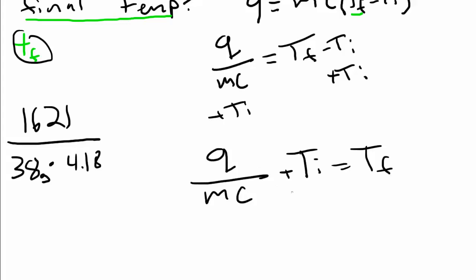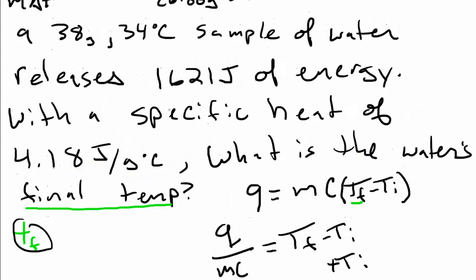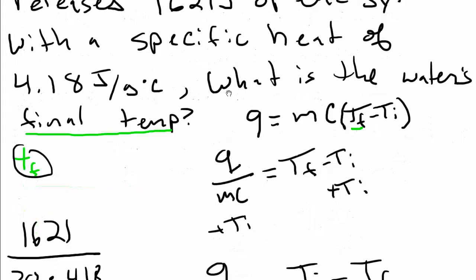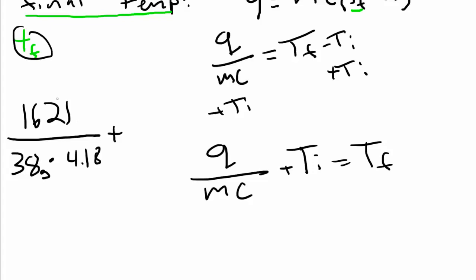And the last thing we need is the initial temperature. So it looks like the initial temperature of this sample was 34 degrees Celsius. So once we've done all that, we're going to add 34 degrees, and that's going to equal our final temperature.